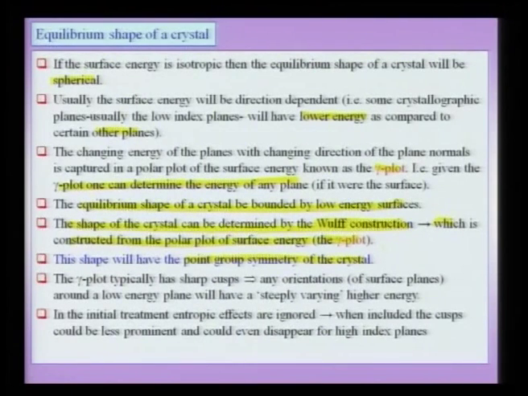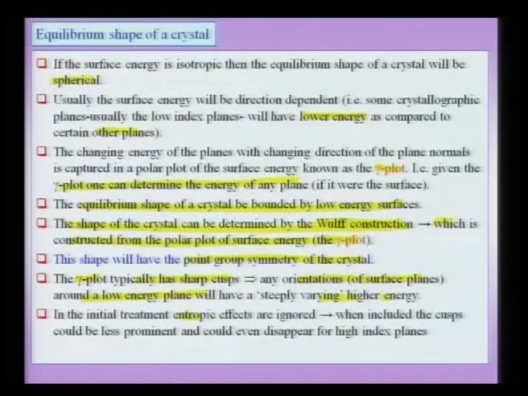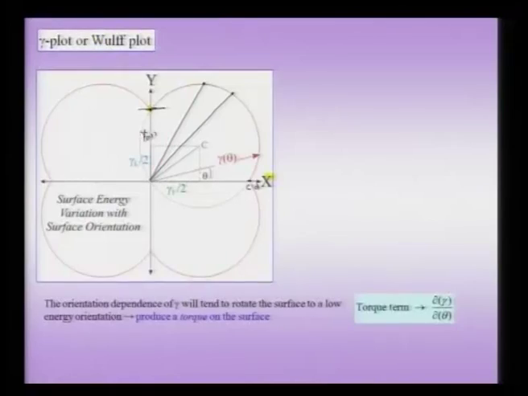Now, the important point to note about these gamma plots is that it typically has sharp cusps, and any orientation or any planes around this low energy plane will steeply vary with higher energy. That means if the gamma plot has sharp cusps, then the crystal will tend to throw out those planes which correspond to these cusp directions. And in this initial treatment, we will just ignore the entropic effects, and we will just try to understand physically how a crystal can actually have a low index plane as its surface.